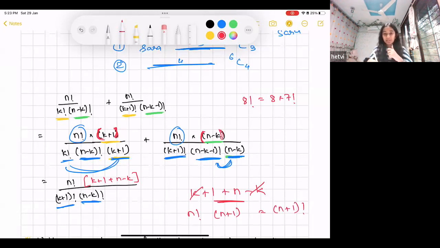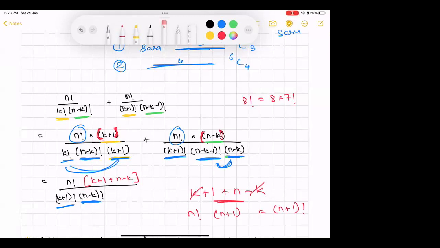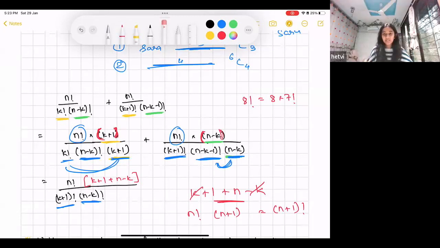I'll definitely share a PDF of this at the end so you can go through it slowly, take your time. But you can also find this proof on the internet. But this is the algebra proof of it. This is so much more complicated and you're more likely to make mistakes.